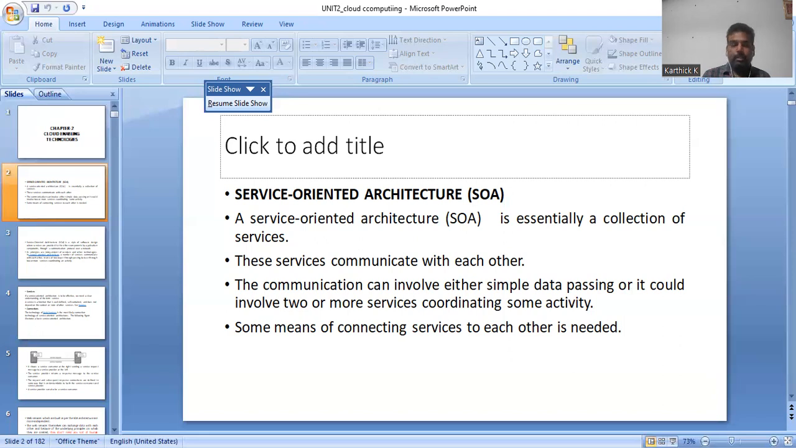Types of services, we have two types. One is SOAP web services, next one is RESTful web services. As I said before, our common format is web services description language. And we have the publish subscribe model. This pattern is an example of the publish subscribe model.